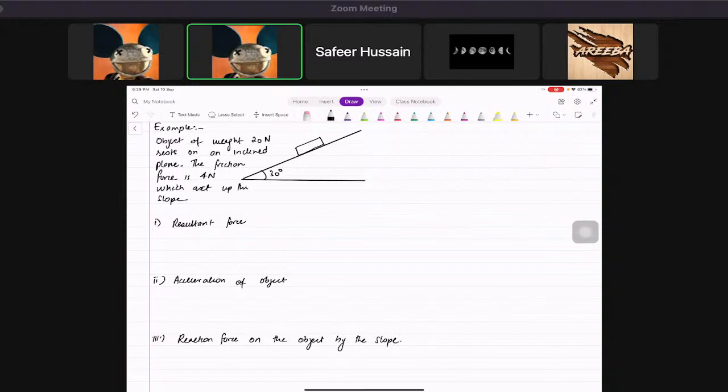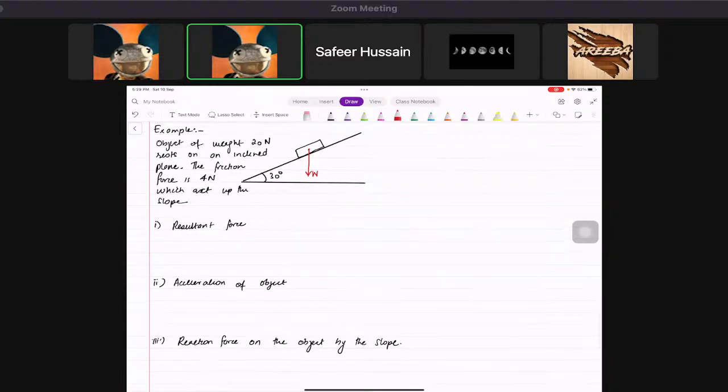The very first thing you guys need to understand is that this object's weight is going to act downwards, and the value of weight is 20 newtons. Then you have to make one vector that is perpendicular and one vector that is down the slope, and this angle is 30 degrees as I told you earlier. Is it clear, Safir? Hariba? Yes, sir.